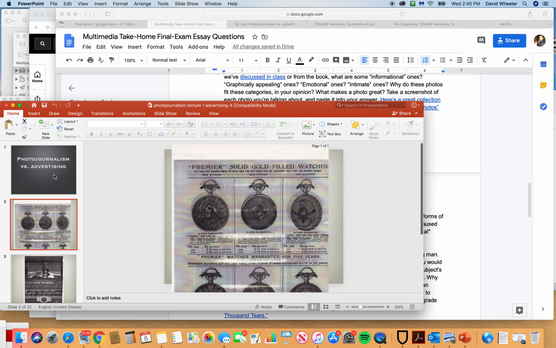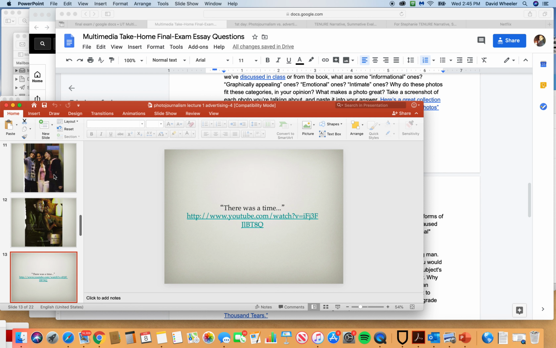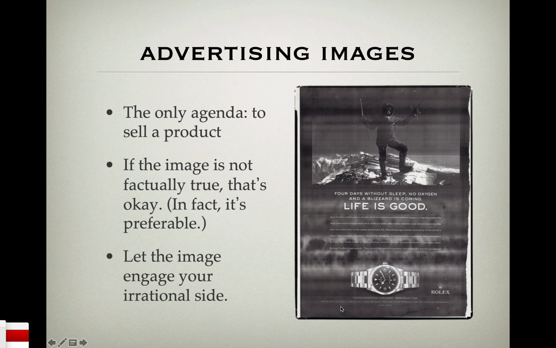Let's go ahead and skip to a couple of important slides on the PowerPoint here. What does advertising try to do? Let's look at this for a second. Remember, advertising has one agenda: to sell you a product. As you can tell here on the right, this is an ad for a watch, but the guy is talking about crossing the Arctic Circle on skis pulled by reindeer. So this has nothing to do with the watch, but it tells you a story.